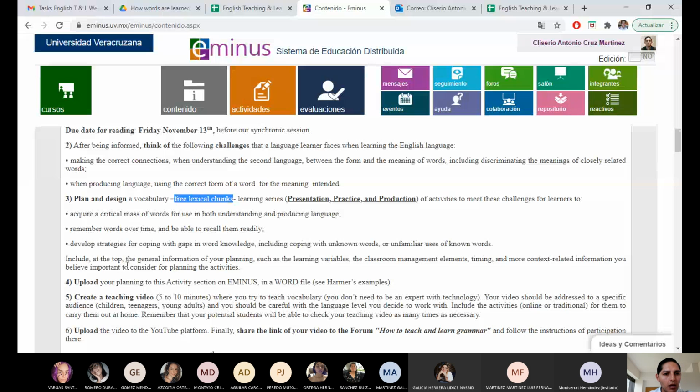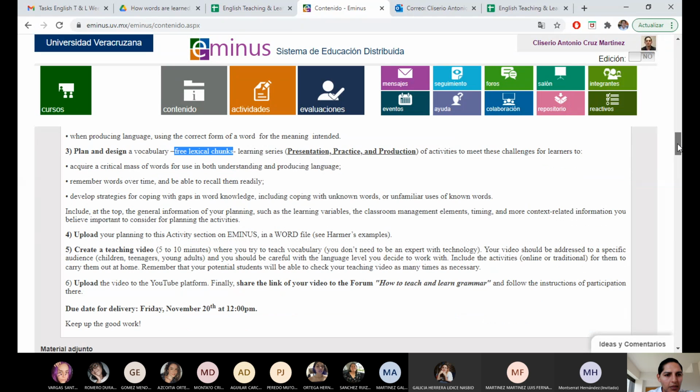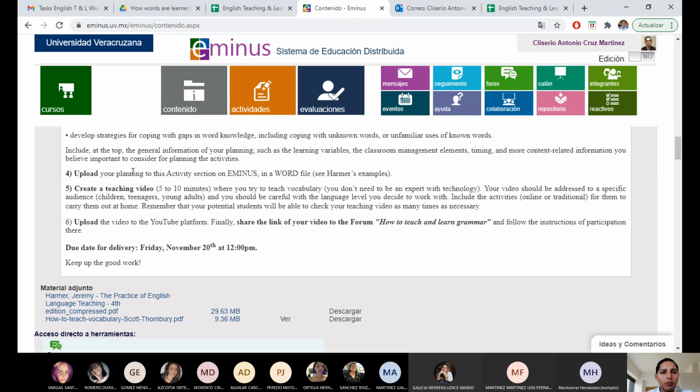Include at the top of your plan and design the general information such as the learning variables, the classroom management elements, timing, and all the information you included in the previous task, if you can remember. Okay, information that is important to be considered for planning tasks. Once you have planned and designed, you need to upload your plan to the activity section on Eminus, okay, in a Word file.